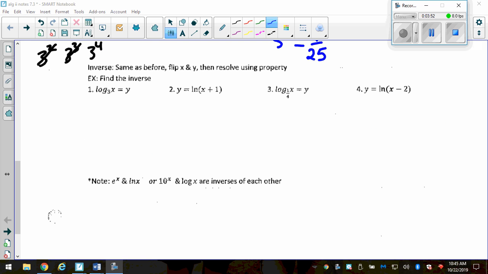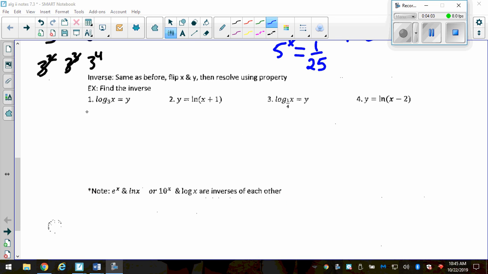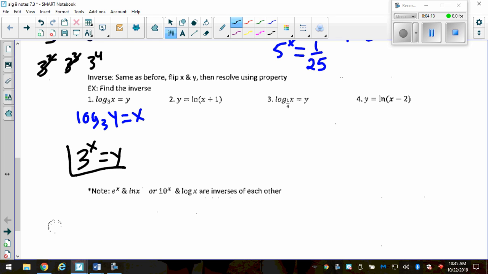So the inverse is the same as it always has been. You're going to flip the x and the y, and then we're going to use the properties we've been practicing the whole time up here in order to rewrite it. All right, so this is going to be log base 3 of y equals x, and then we're going to rewrite it as 3 to the power of x equals y, and that's your inverse function. So for number 2, it's the same.